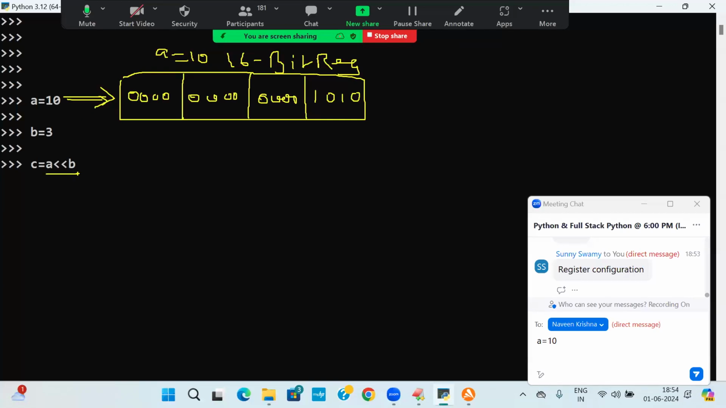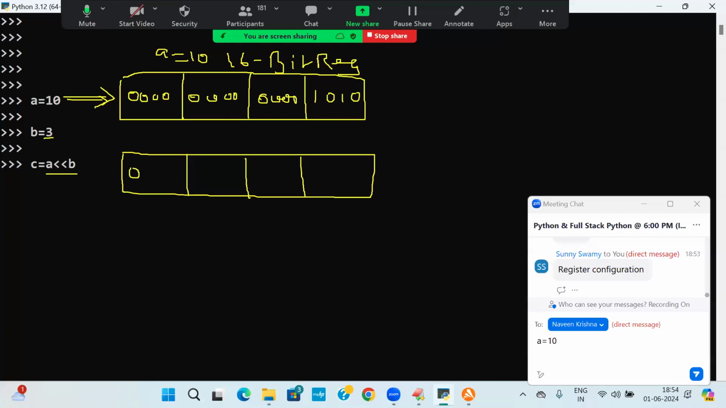A double less than B. What is happening? In this case, A double less than B. B is how much here? 3. The meaning of this, as it is, I will write it. Then I will speak about it.